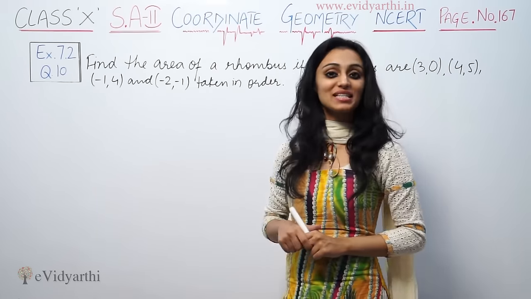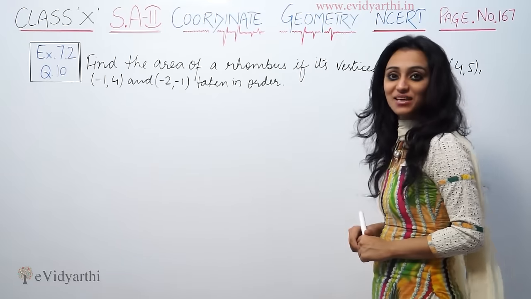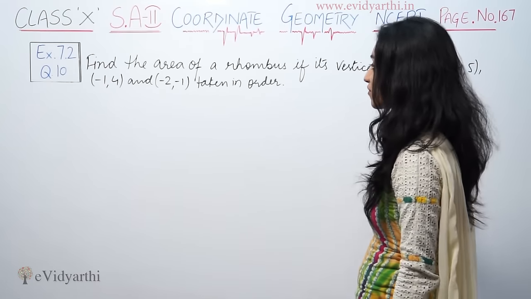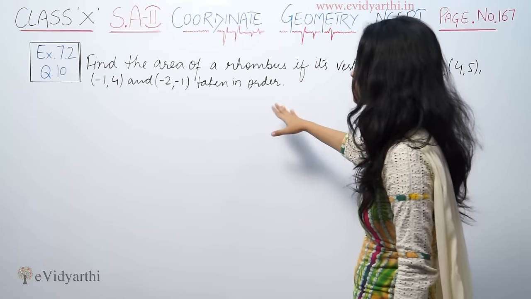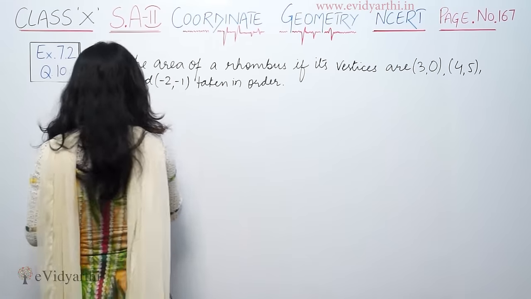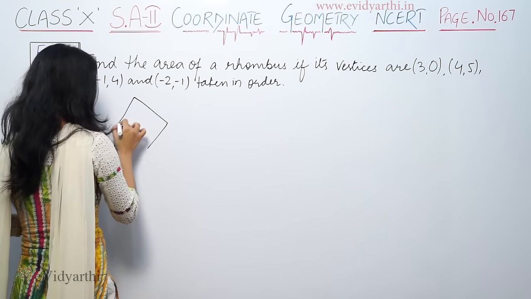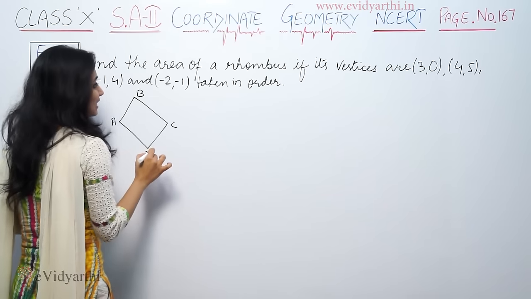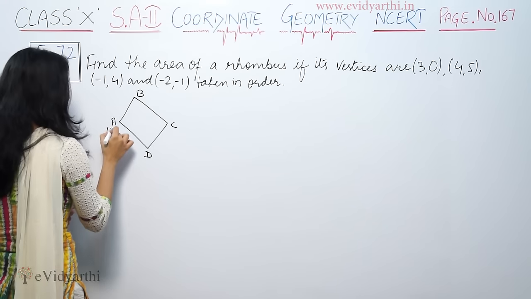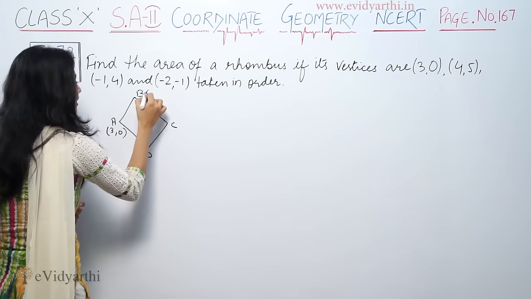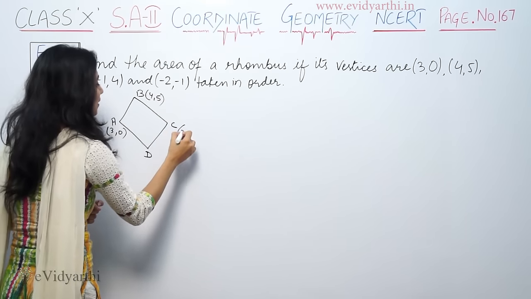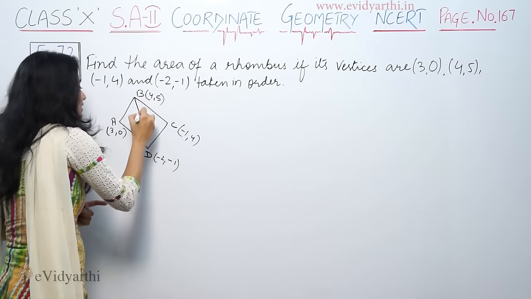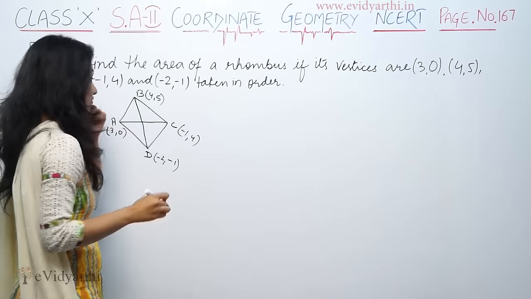This is question number 10 from exercise 7.2, page number 167 from NCERT. It says, find the area of a rhombus if its vertices are (3, 0), (4, 5), (-1, 4), (-2, -1), taken in order. We have a rhombus ABCD. Your vertices in the order will be: A is (3, 0), B is (4, 5), C is (-1, 4), and D is (-2, -1). These are the diagonals. How much is the area? Find out.